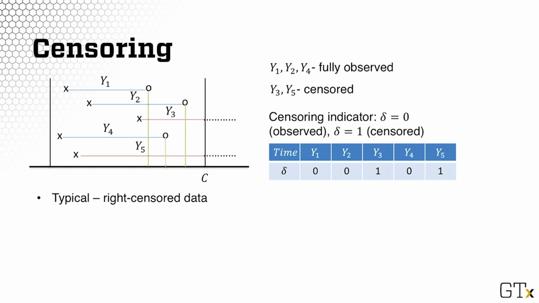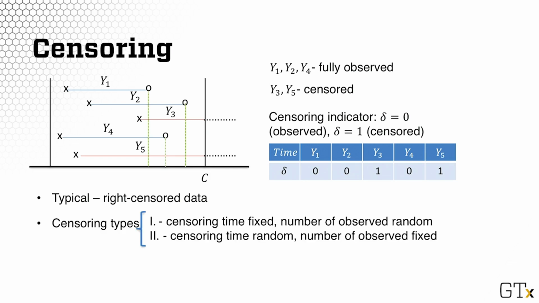Typical for most experiments is right-censored data. Well, you start the experiment and at some point you have to stop it. And the stopping time implies that you have some censored data from the right-hand side. You may also have censoring from the left-hand side, but these are considerably less frequent than right censoring.